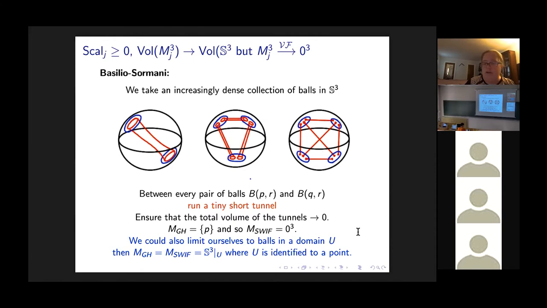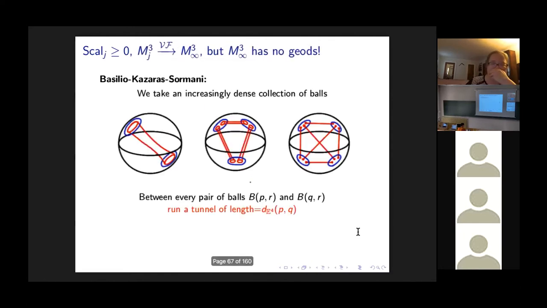But the next thing we thought about is, well, maybe we can make long tunnels between balls. So this is work with Basilio Cazares. And now we have the same picture, but instead, every one of our tunnels is made to have the length d inside Euclidean space of dimension 4 between P and Q. So think of S3 as sitting in Euclidean space of dimension 4, and make the tunnels have length equal to the distance between the 2 points. So now I want everyone to consider, what do you think might be the limit of this? Is there a Gromov-Hausdorff limit? And is there an intrinsic flat limit?